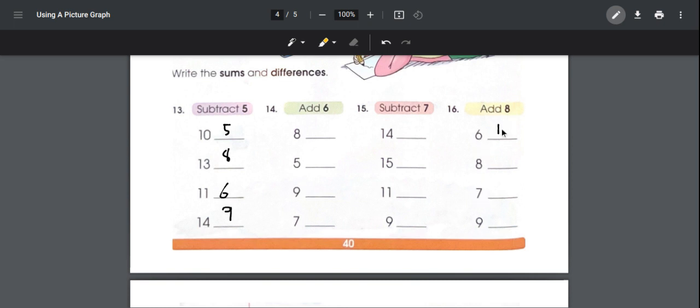So this time we have these numbers here. We have to add 8. 6 plus 8 is 14. 8 plus 8 is 16. 8 plus 7 is 15. And 9 plus 8 is 17.